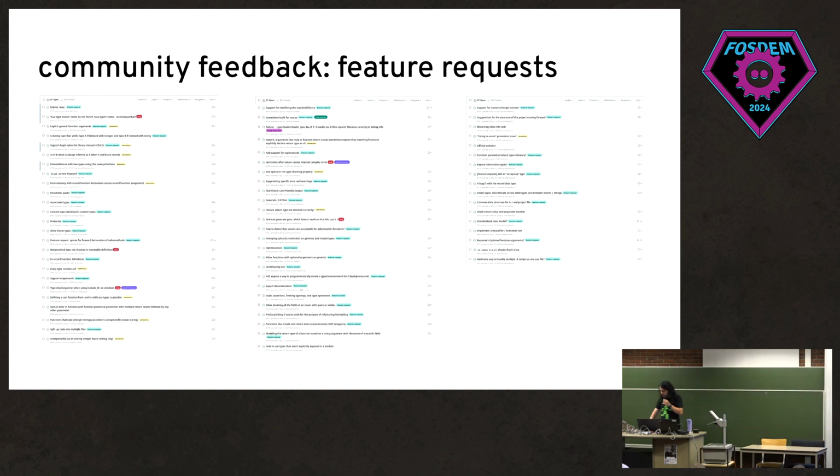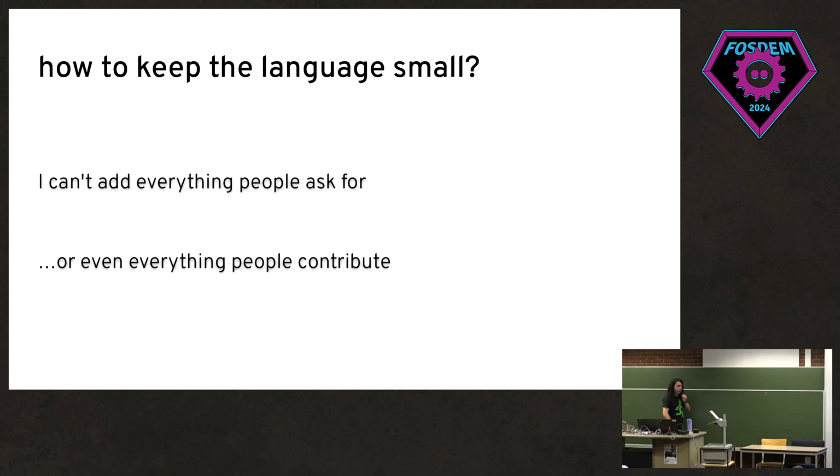So, yeah. But then once you have this many feature requests, and we're here talking about minimalism, how to keep the language small, right? I cannot add everything that people ask for, and this is my hobby side project currently. I wouldn't have enough time even if I wanted to, right? But I don't want to, because I wanted to keep it small, keeping to that idea from the very first talk. The challenge was how to keep it small, right?